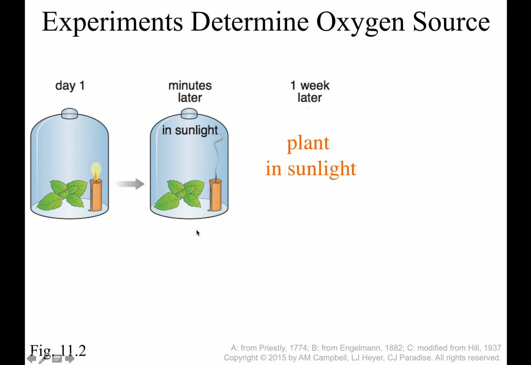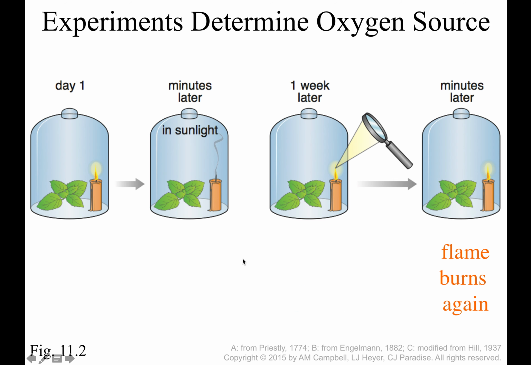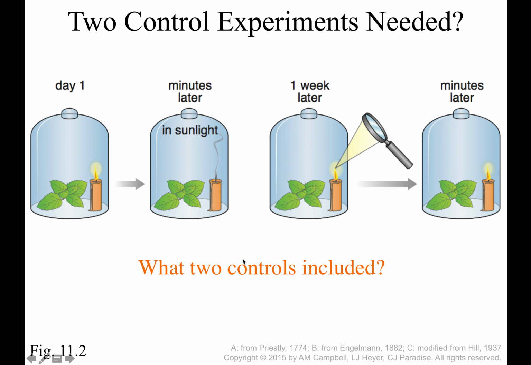But if you left the plant in sunlight, again without opening up this container, and then you relight the candle, it would burn again after being in sunlight. But if this was not left in sunlight, this would not happen. It would not be able to burn again. So something provided from the plant was allowing the candle to burn. We now know that it's oxygen.